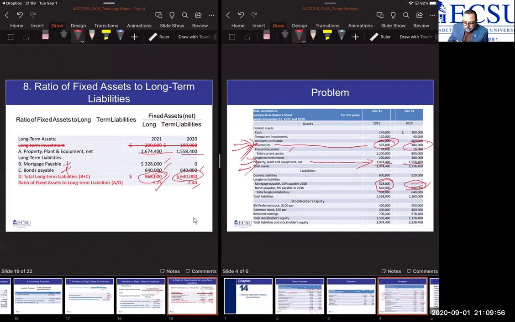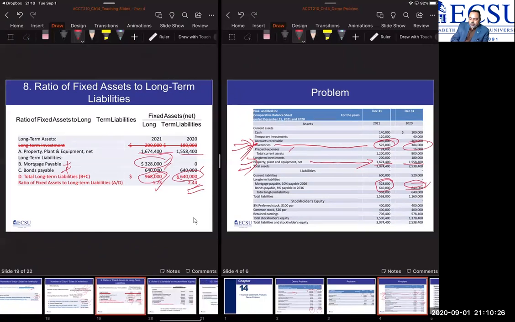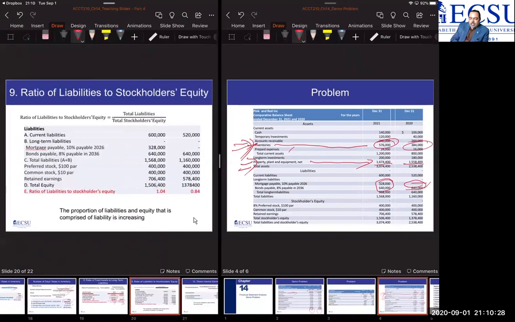Now again, as I said to you previously, if you have more assets, then the lenders are going to be willing to lend money. As you can see, your ratio was 2.44 in the previous year. That's why you got a mortgage of 328,000. Now in this year, if you go to borrow, they may not give you because your ratio has come down significantly. So that is your ratio of fixed assets to the long-term liabilities.